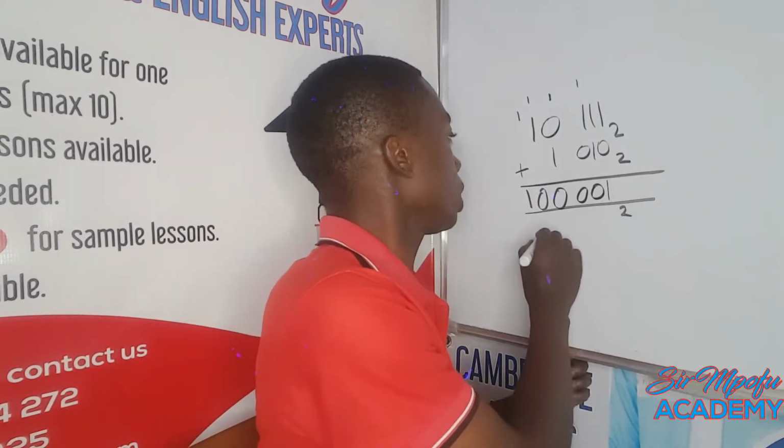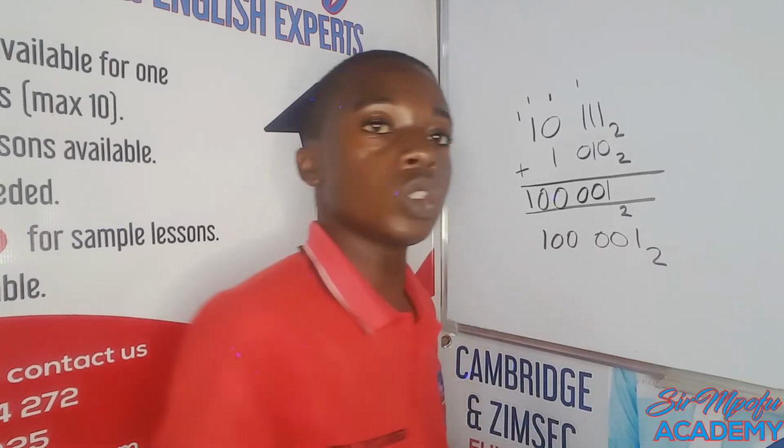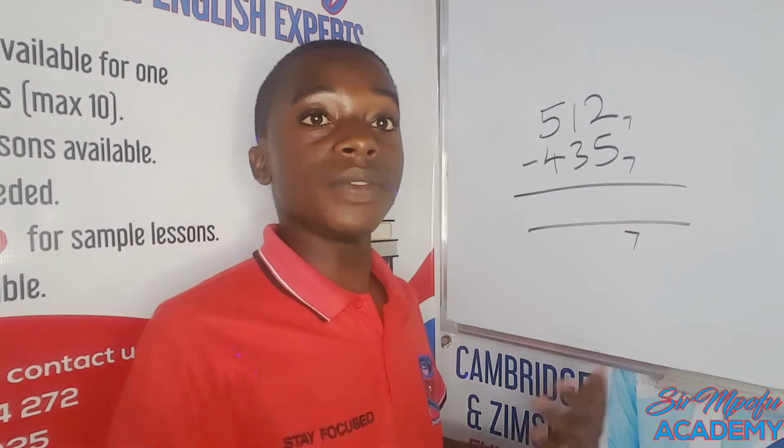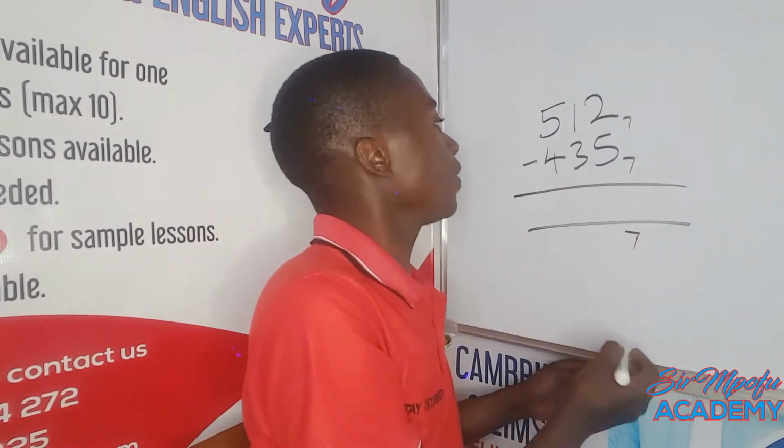So our answer here is going to be 100001 base 2. We are going to subtract this and we are going to leave our answer in base 7. So how do you do that? It's very simple. 2 minus 5, it can't.